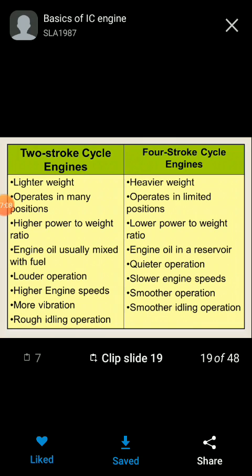In 2-stroke cycle engines, the operation is louder, but in 4-stroke cycle engines, the operation is quieter. In 2-stroke cycle engines, the engine speed is higher, but in 4-stroke cycle engines, the engine speed is slower. In 2-stroke cycle engines, there is more vibration, but in 4-stroke cycle engines, the operation is smoother. More vibration in 2-stroke cycle engines and smoother idling operation for 4-stroke cycle engines.